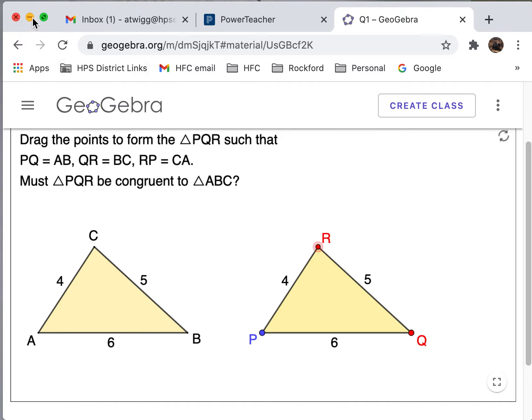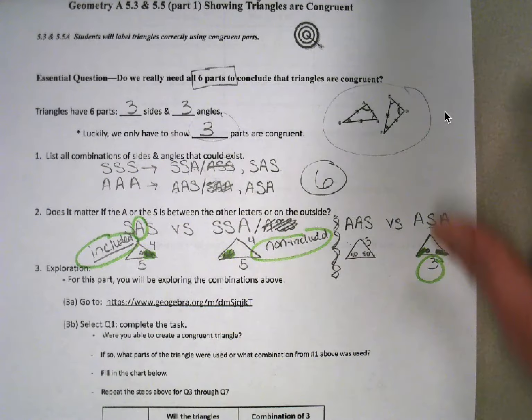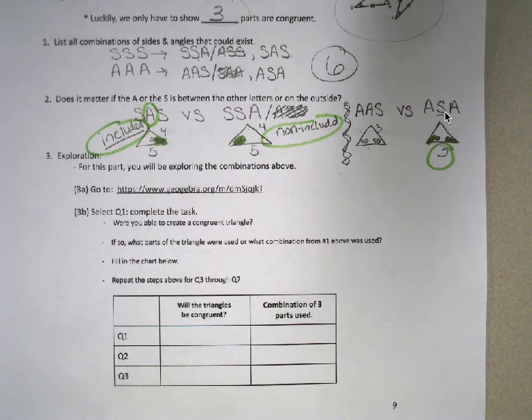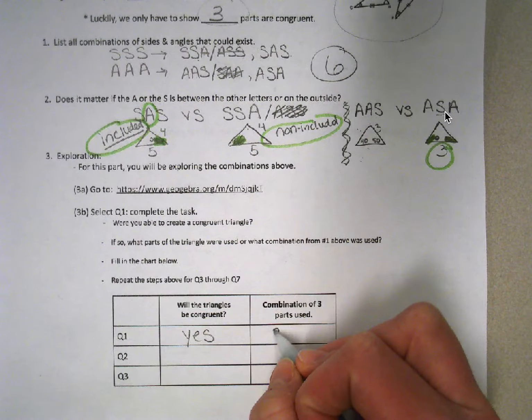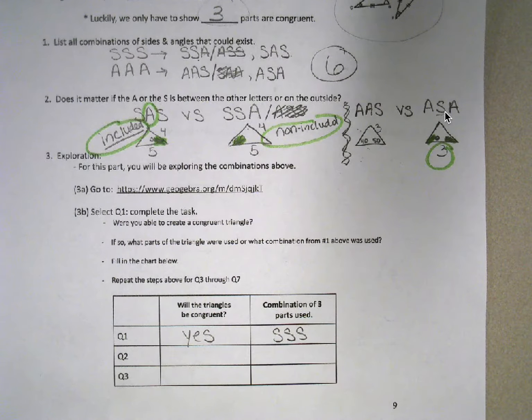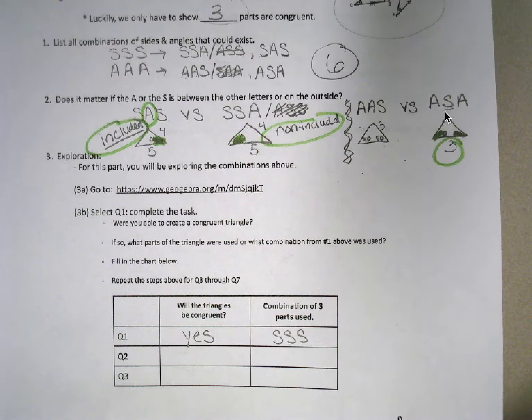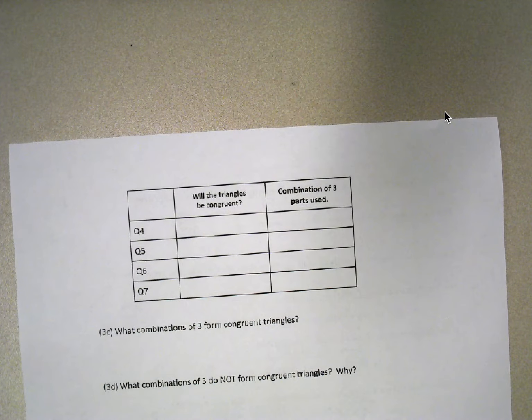So once you've done that, you're going to go to your paper here, and you're going to say, will the triangles be congruent? So I would say yes, and then I would say side, side, side was the parts that I used. You're going to pause the video here, and you're going to go through all 7. There's 3 on the front, and then it rolled onto the back there. So go ahead and pause the video here and try those.